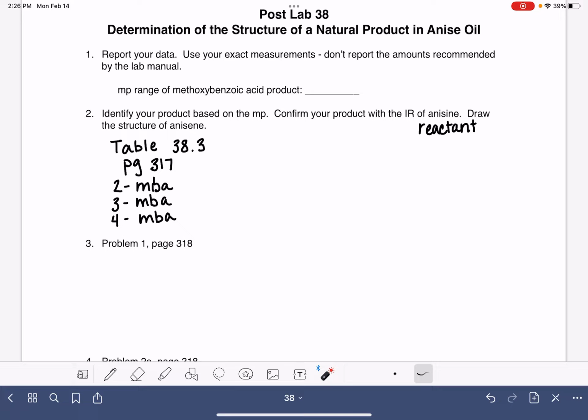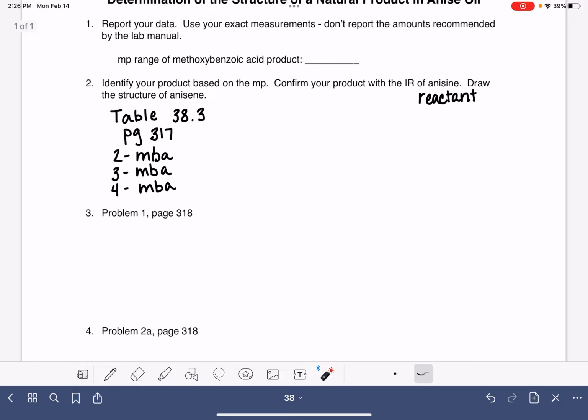Next, you're going to do problem number 1, which is on page 318. This tells you to come up with a systematic name. Systematic name is another way of saying IUPAC. So maybe you can come up with the IUPAC name on your own, but probably what you're going to want to do is use some sort of reference. I really like Wikipedia for nomenclature.